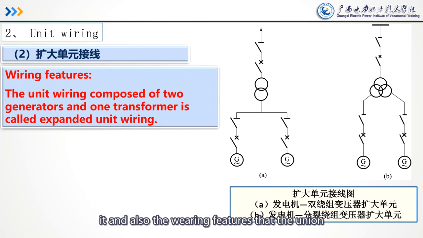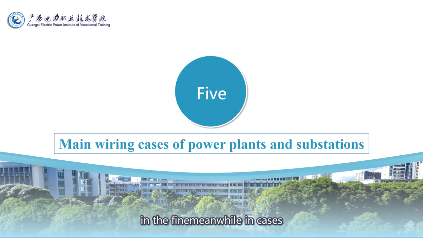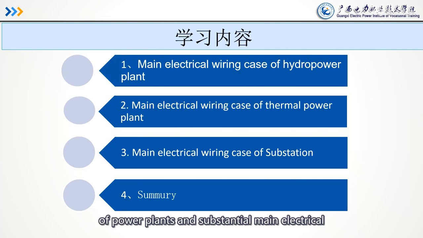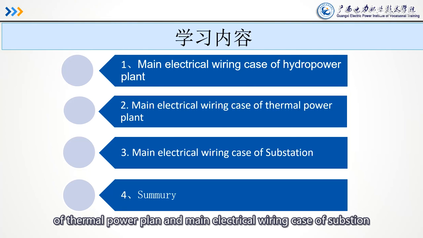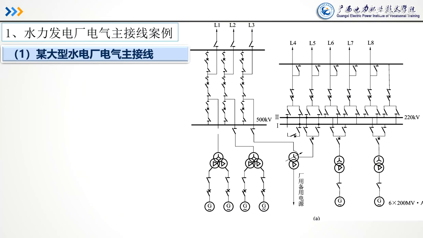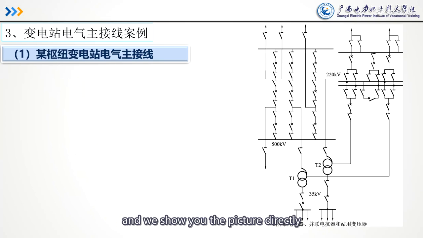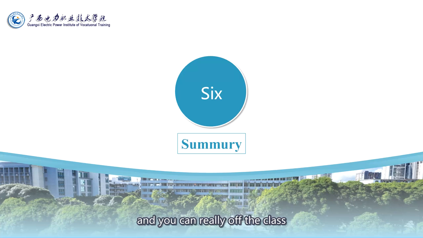And also the wiring features: the unit wiring composed of 2 generators and 1 transformer is called expanded unit wiring. And 5, main wiring cases of power plants and substations. The main electrical wiring case of a hydro plant, the main electrical wiring case of a thermal power plant, and the main electrical wiring case of a substation. We'll show you the pictures directly, and you can read them after class.